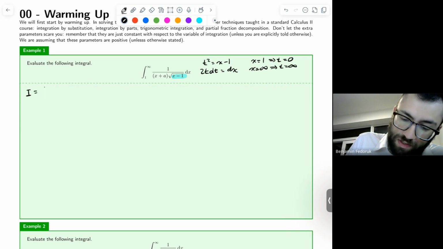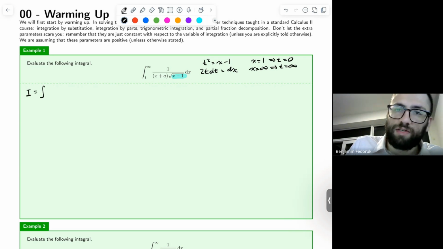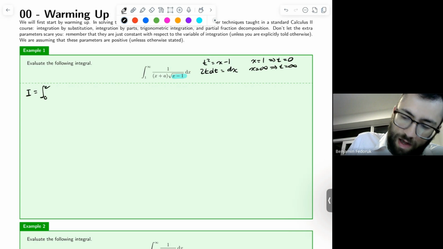Now, throughout this course, I'm going to write I to just be whatever integral we're trying to solve at that point. So we've got the integral from 0 to infinity of, and now let's start replacing things. We know, first off, that square root is going to be square root of t squared, so I'm just going to write that as t. And then the x plus a, we know x is going to equal t squared plus 1. So we get t squared plus 1 plus a dt. And I got to deal with that too, so we'll have 2t dt.